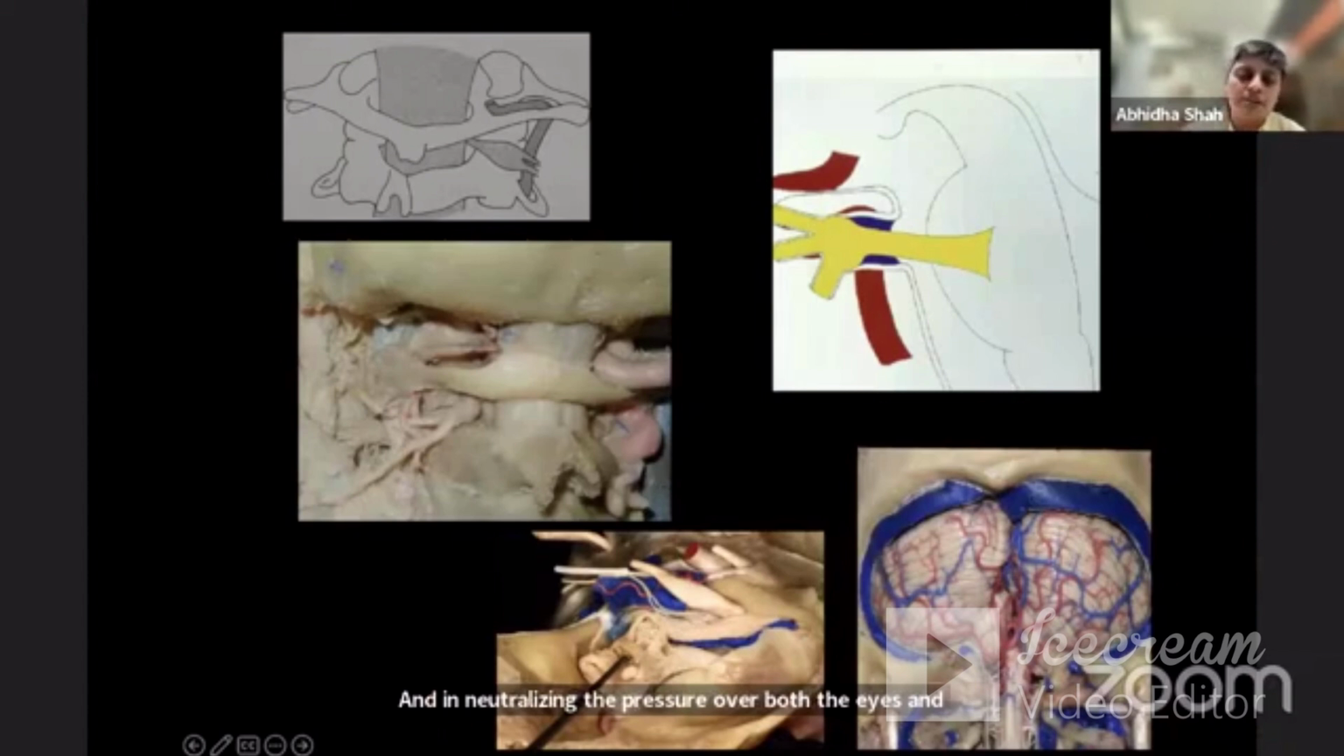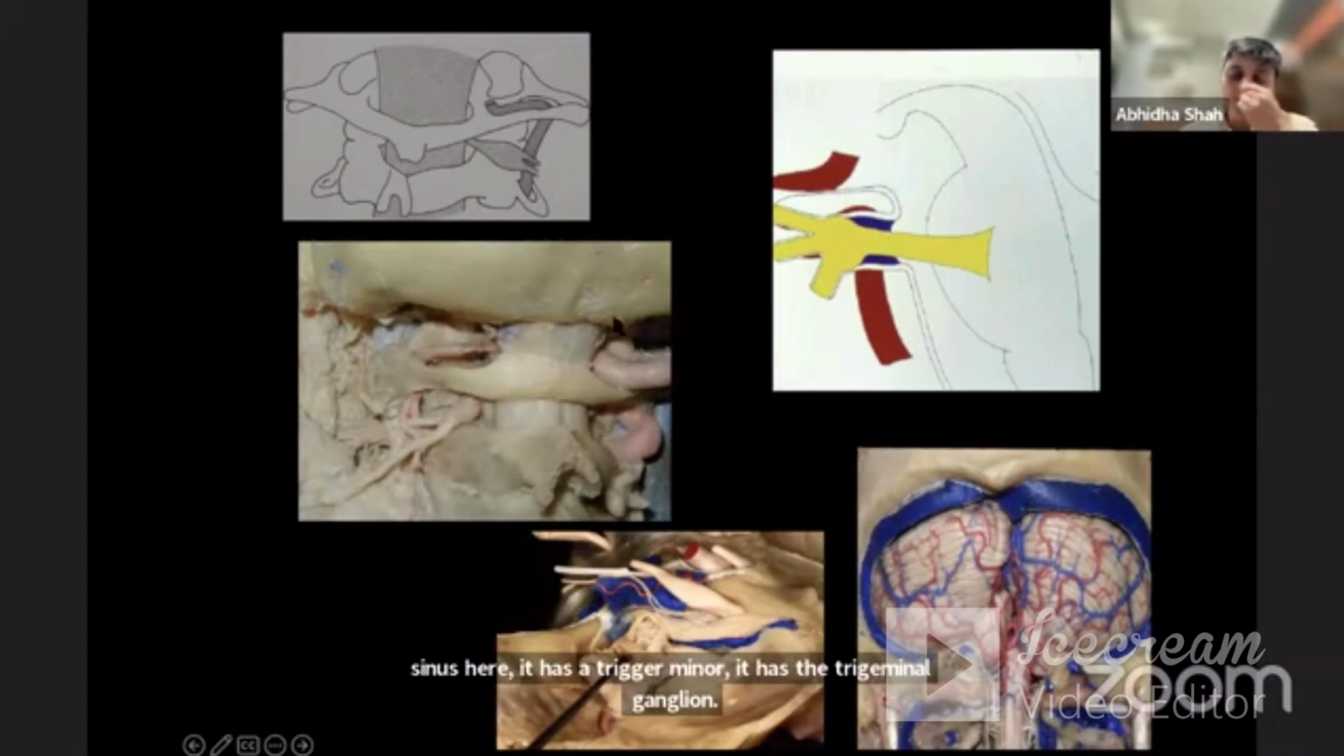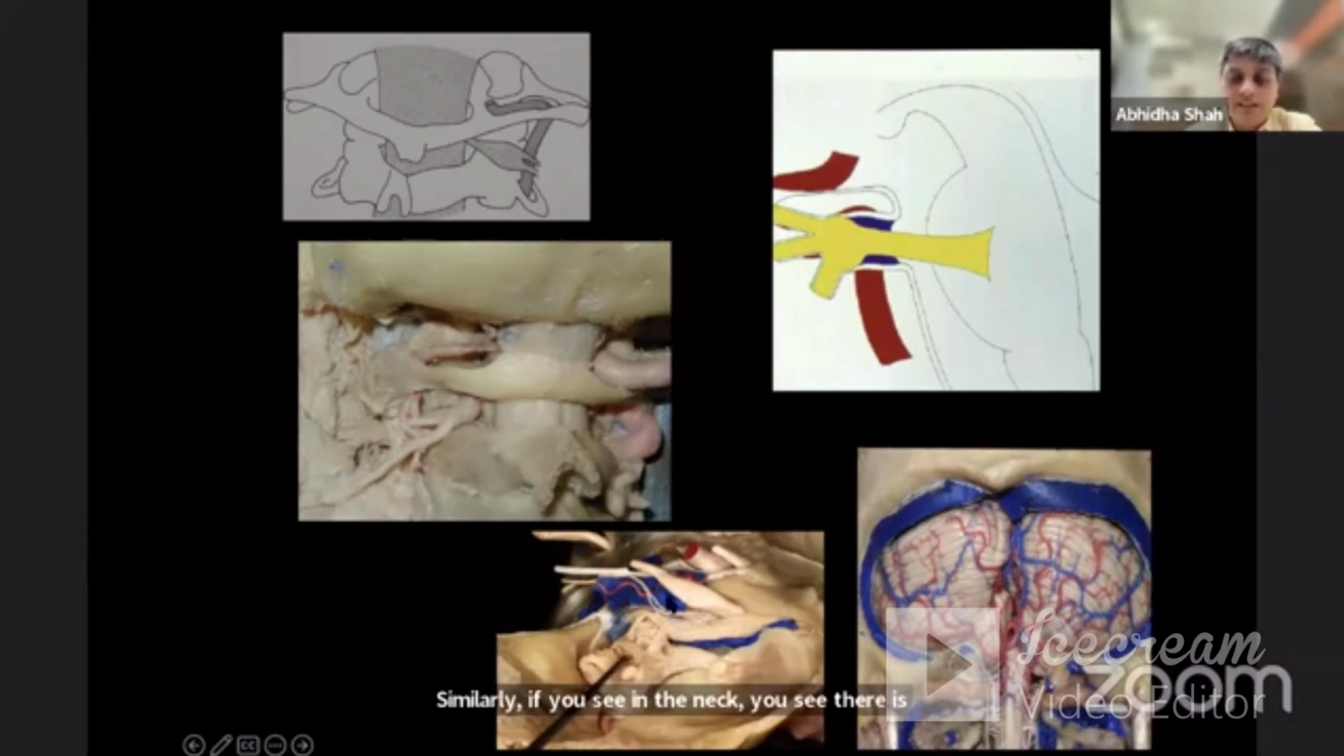Another important anatomical point of the cavernous sinus is that it has a counterpart in the neck, which is completely similar to this. If you see the cavernous sinus here, it has the trigeminal ganglion, the internal carotid artery, and a huge venous plexus. Similarly, in the neck, there is a C2 ganglion, the vertebral artery, and a venous plexus surrounding the vertebral artery and the C2 ganglion. So the cavernous sinus has a counterpart in the neck around the vertebral artery, and pathologies of some of these are very similar. Like the trigeminal neurinoma has a very similar pattern of growth as compared to a C2 neurinoma.